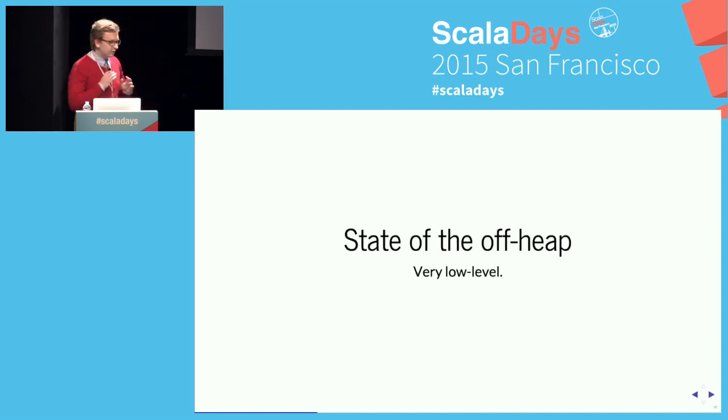So as you can see, the state of off-heap is very low level. Everything feels and looks like you're writing C code, or you're actually writing C code, so it's not a very nice place to be. But we are in Scala, and so we have all these nice features to build abstractions like macros, value classes, closures, whatnot. Wouldn't it be nice if we could have some kind of higher-level view of these low-level concepts and write code that resembles regular Scala code rather than code that resembles C code? And of course we can do that.